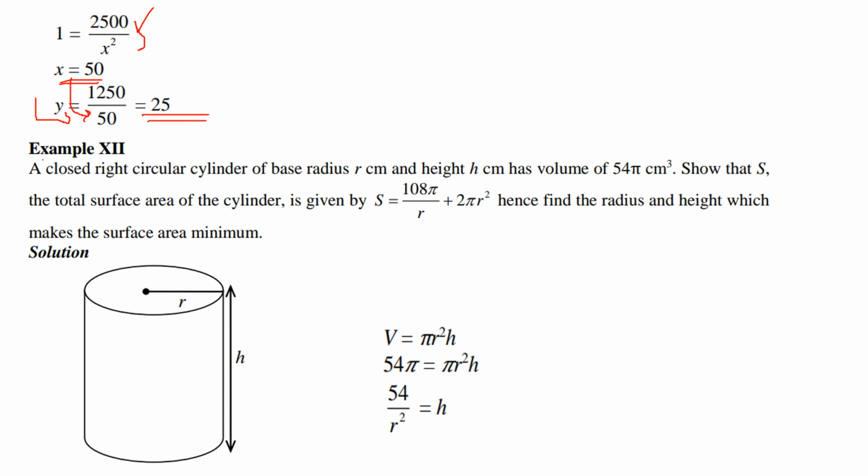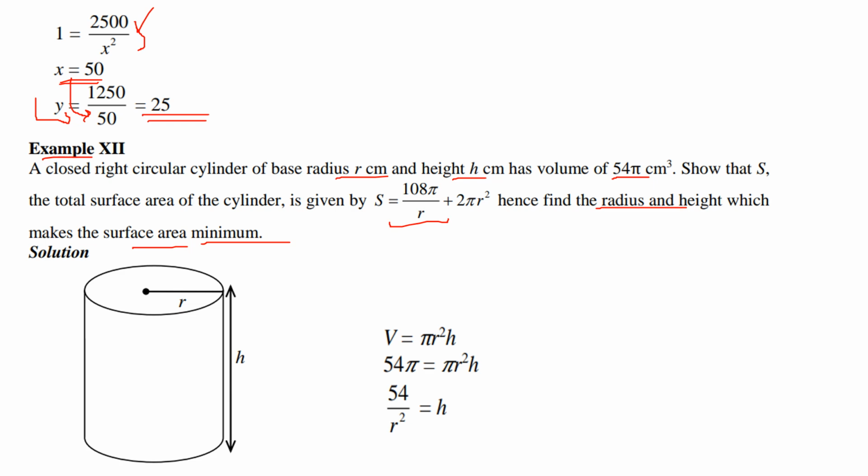Now let's look at example 12. In this example, we are being told that a closed right circular cylinder of base radius r centimeters and height h centimeters has a volume of 54 pi centimeters cubed. Now show that S, which is the total surface area of the cylinder, is given by this expression. Hence find the radius and the height which make the surface area minimum.